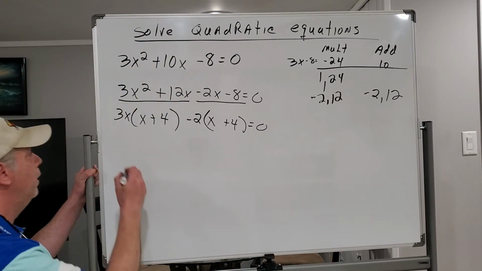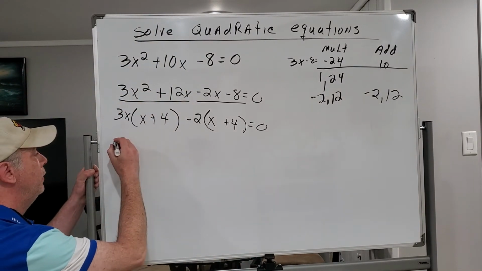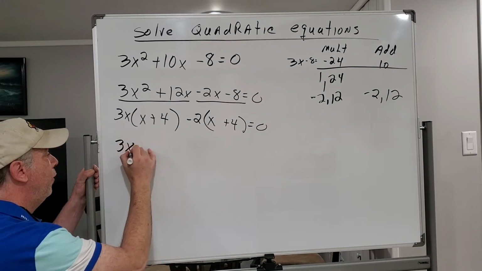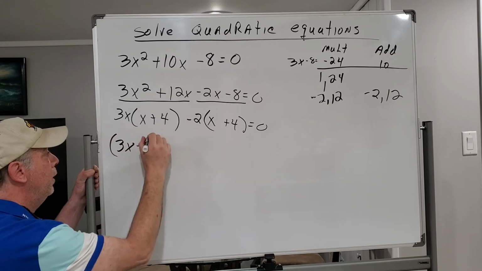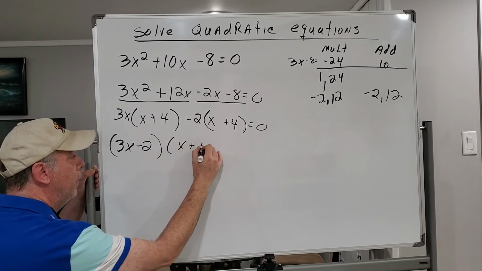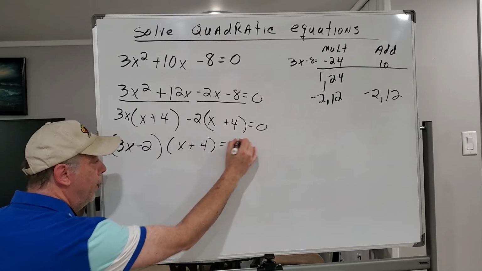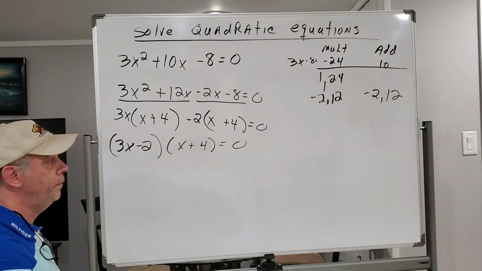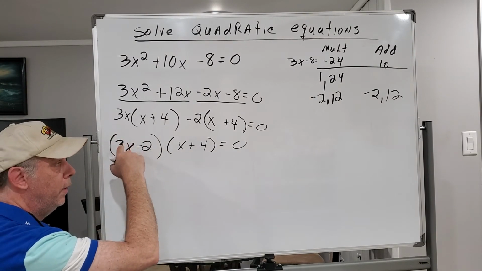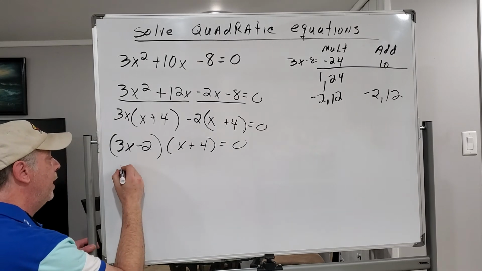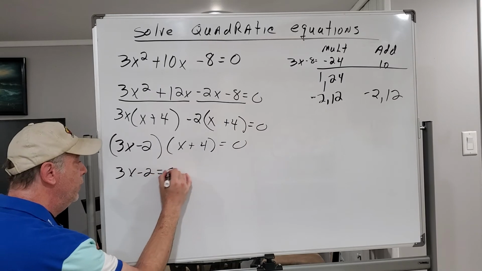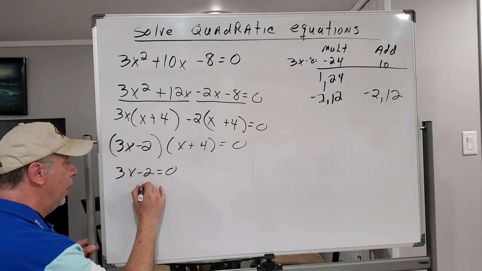Now we will set this up as two binomials. So we're going to have 3x minus 2 multiplied times x plus 4, and that's going to equal 0. Now what we have to do is, if this is equal to 0, then the whole thing is equal to 0. So we're going to set that equal to 0. So we're going to go 3x minus 2 equals 0, and we will solve.